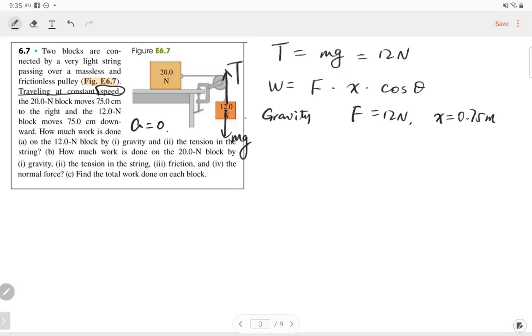Okay, how about the theta? Because the gravity goes down, and the displacement also points down, they are parallel. Theta equals 0 degrees. Then the work will be equal to 12 Newton times 0.75 meter times cosine 0. This is 1, right? Then equal to how much here? Let me do the calculation. That will be 12 times 0.75. That's 9.